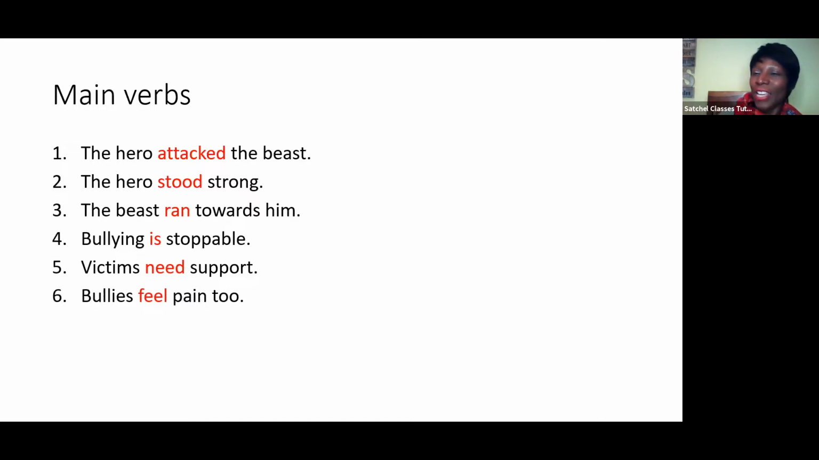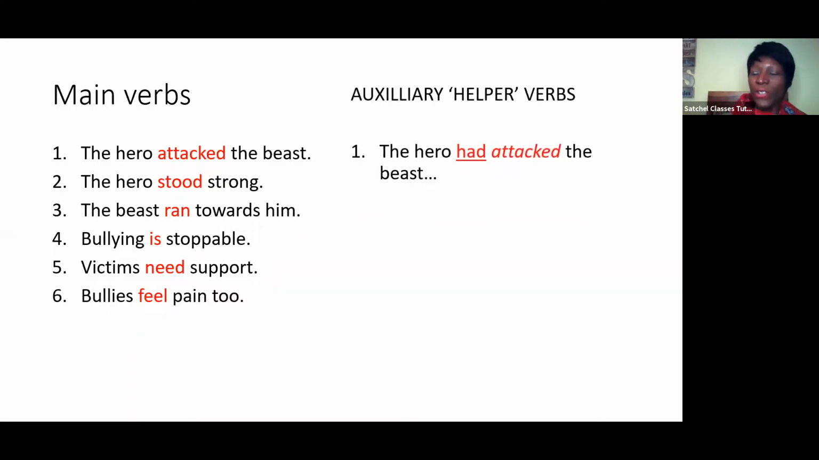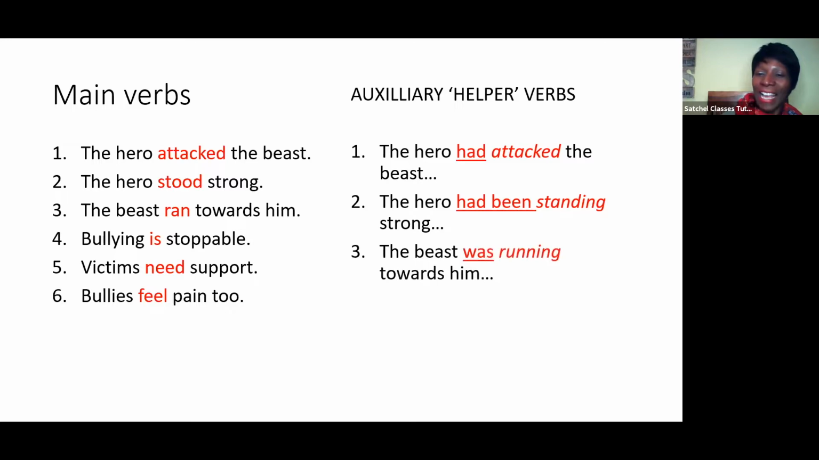But if we were to change them to add subtle meanings, to explain how long or when, we would need helper verbs, we would need auxiliary verbs. So the sentences would change a little bit. So the hero had attacked the beast when, so we use the word had as an auxiliary or a helper verb. The hero had been standing strong until, so had been, we change it. We have the extra verbs, these auxiliary helper verbs, had and been.